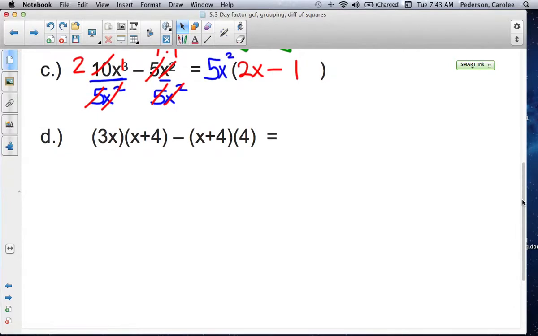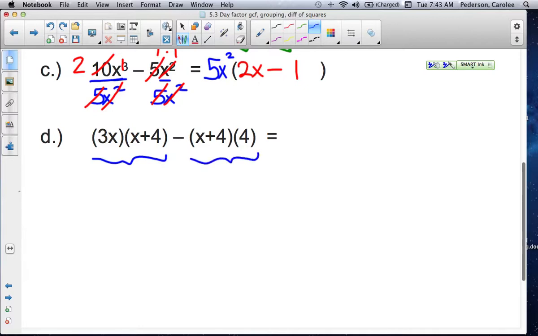All right, last question on this slide. A little bit different. We have 3x times (x plus 4) minus (x plus 4) times 4. So our GCF looks a little bit different than the last couple examples. So let's think of this as one group, and this as another group. What is in common with those two groups to find the GCF? Well, what's in common is this x plus 4 and this x plus 4. So that's what I'm going to pull out as my GCF.